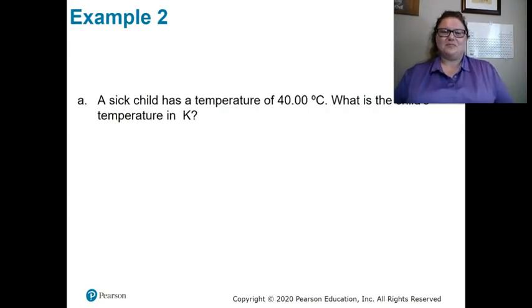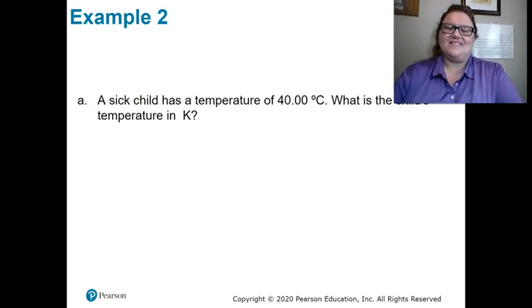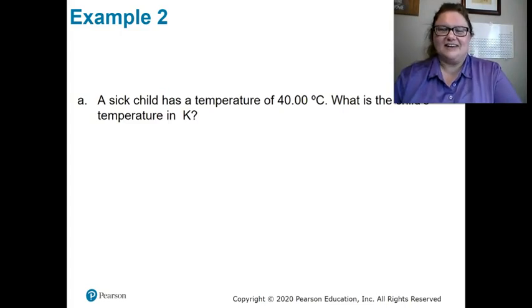Okay, let's look at example 2. Here we're going to convert. So a sick child has a temperature of 40.00 degrees Celsius. What's that in Kelvin? Okay, this is not a useful scenario, getting a child's temperature in Kelvin, but this is just practice. Take a minute, pause the video, use the formula that you feel is appropriate, and then come on back and we'll talk about it.